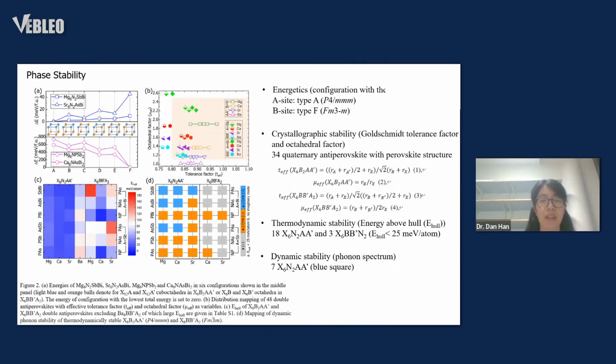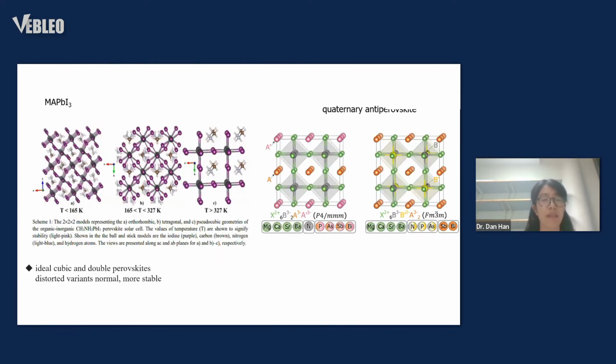We further evaluate the dynamic stabilities of these 21 thermodynamically stable compounds, and we identify 7 compounds that are both thermodynamically and dynamically stable. For ideal cubic perovskite and halide double perovskite, distorted variants are normal and can be more stable than their cubic prototype. So here we will consider the structural distortions for these quaternary antiperovskites.